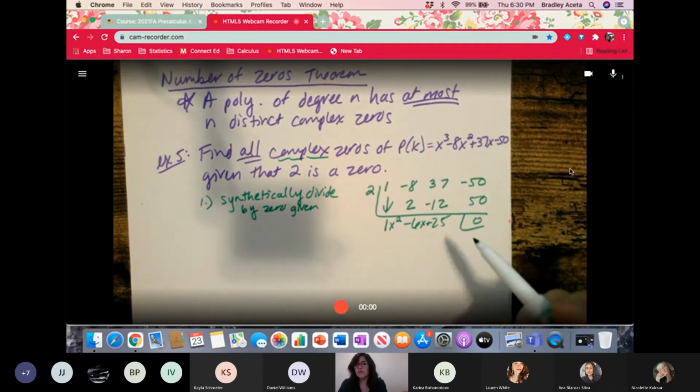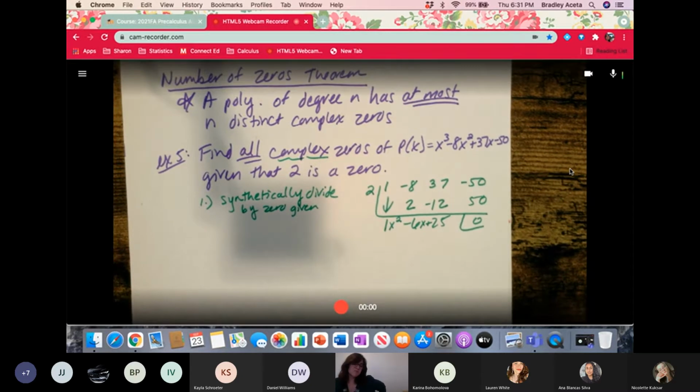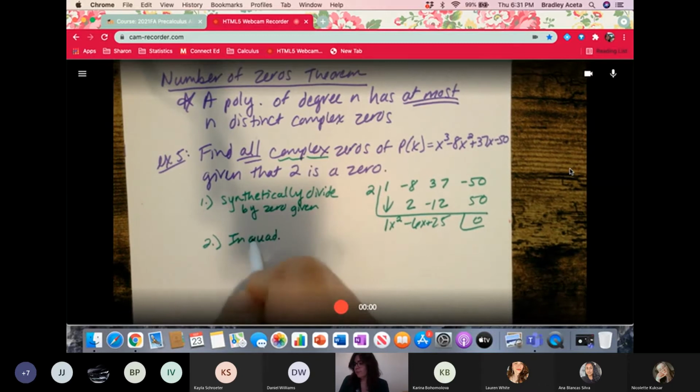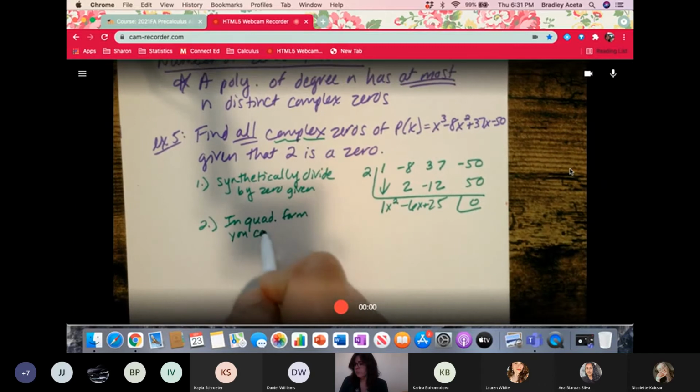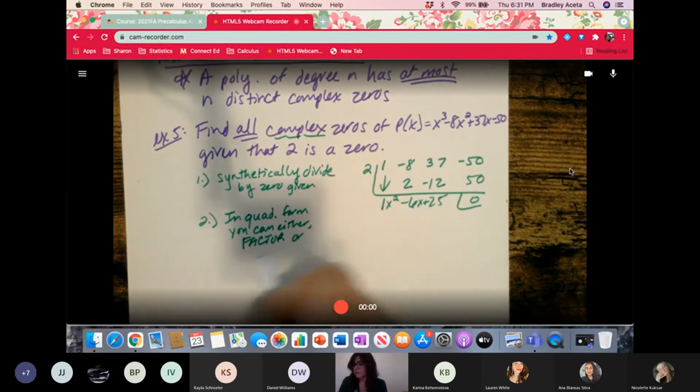So now I have a quadratic, which is awesome because I know how to solve quadratics. I can either factor it, which looking at this right now, can you think of 2 numbers that multiply to 25 that make a 6? I only know 5 and 5, 25 and 1, but that won't make a 6. So if it's in a quadratic form, you can either factor or complete the square, or quadratic formula.